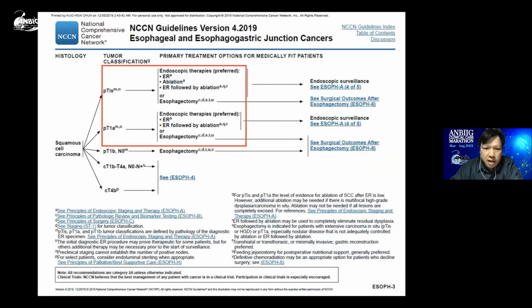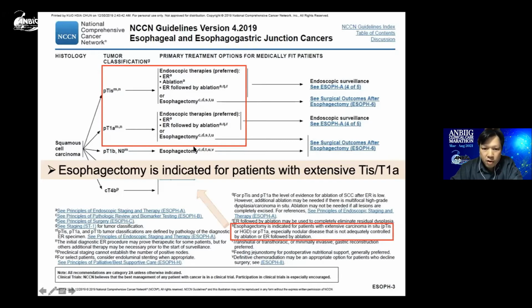The NCCN guideline also shows that for superficial lesions, endoscopic therapy is preferred. However, it also mentions that esophagectomy is indicated for patients with extensive superficial lesions based on the high risk of stricture after endoscopic resection.